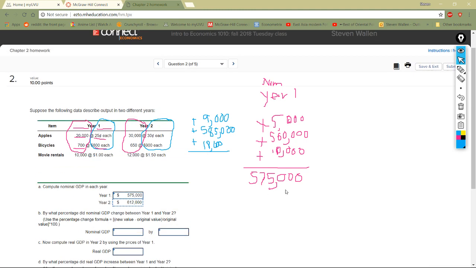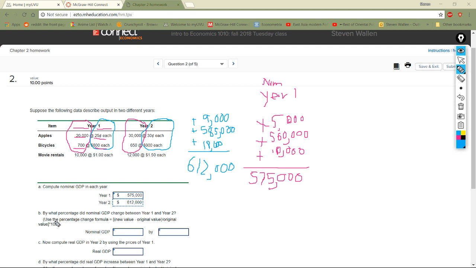All right, put this back up here. That doesn't want to line up anymore. I'll just clear it all off. All right. By what percentage did nominal GDP change between year 1 and year 2? So let's take a look at this real quick. So this one we ended up with 612. 575, okay.